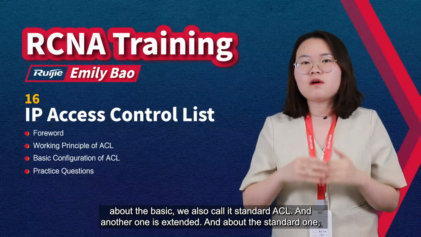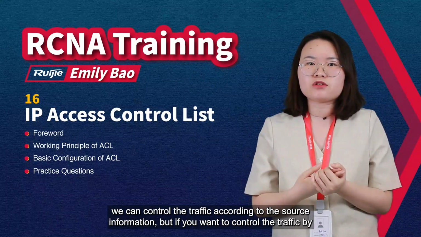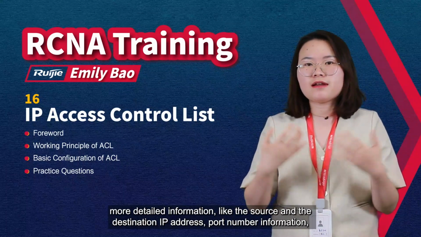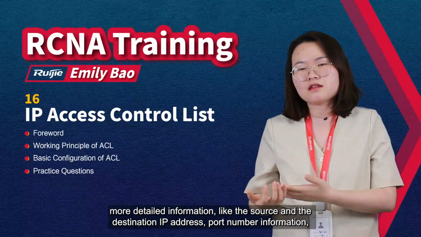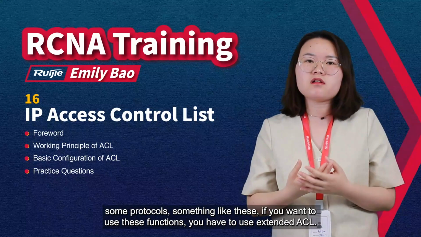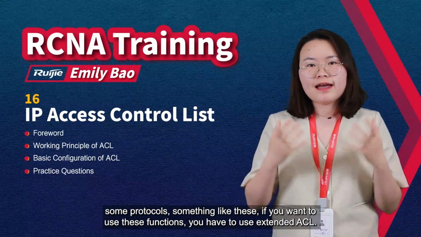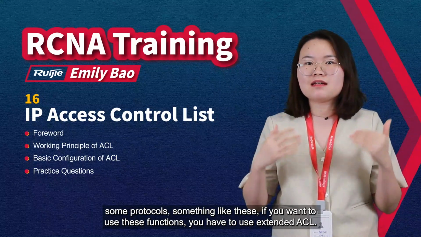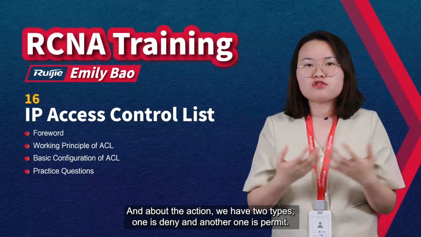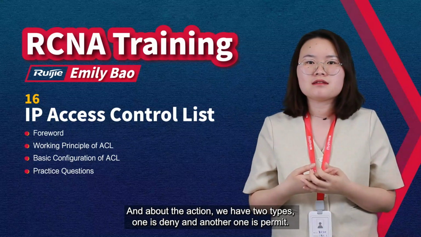About the standard one, we can control the traffic according to the source information. But if you want to control the traffic with more detailed information like the source and destination IP address, port number information, some protocol, something like this, you have to use extended ACL. And about the action, we have two types. One is deny and another one is permit.